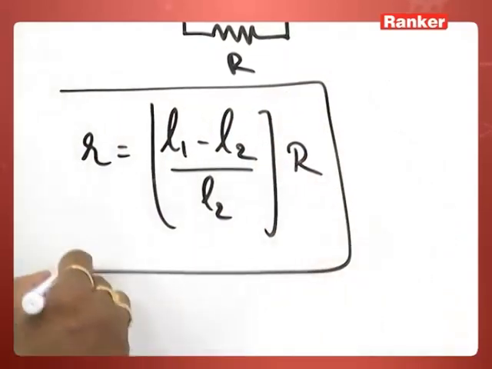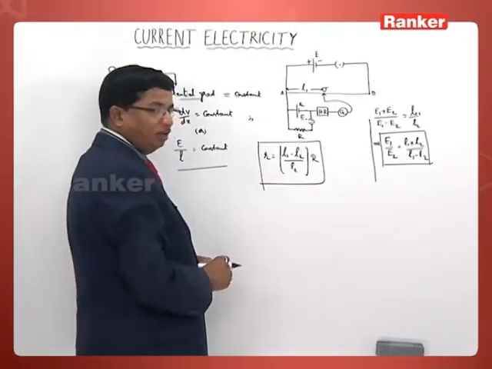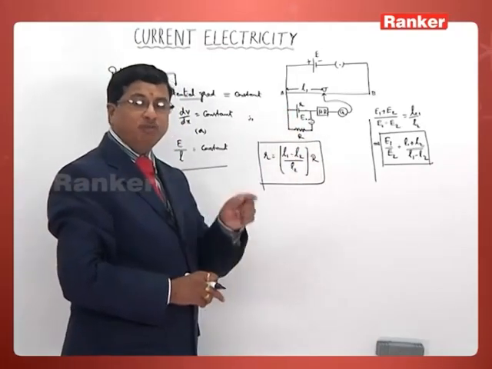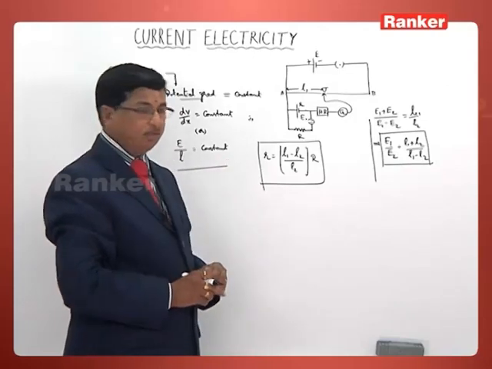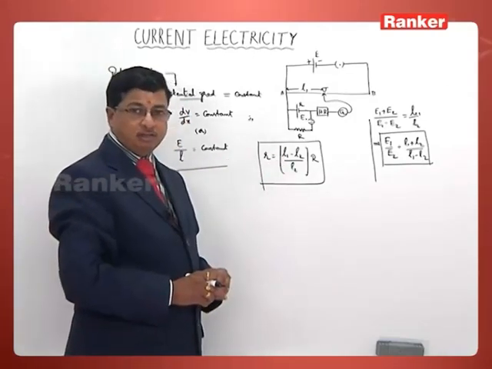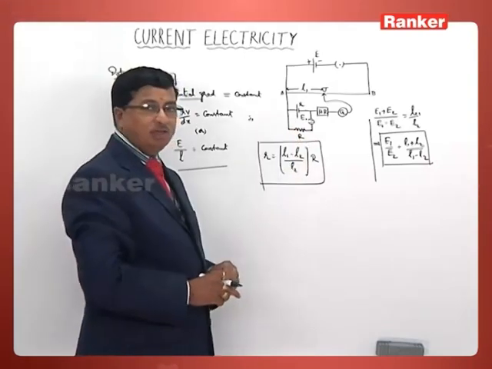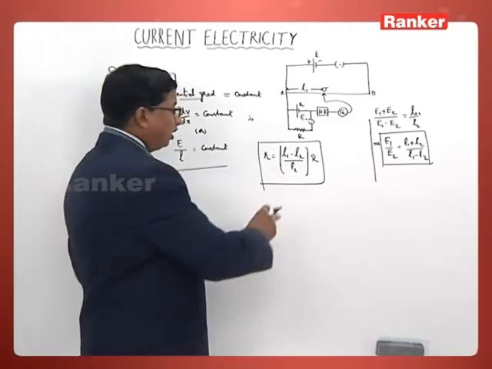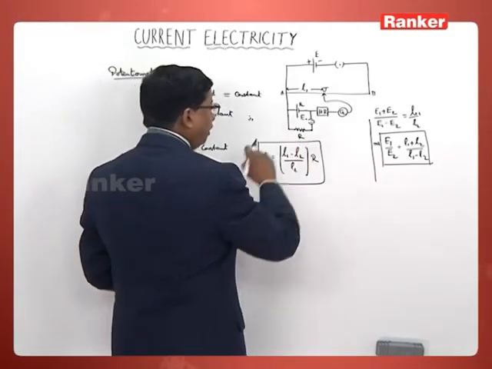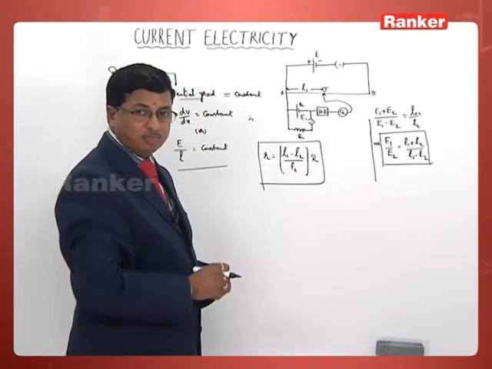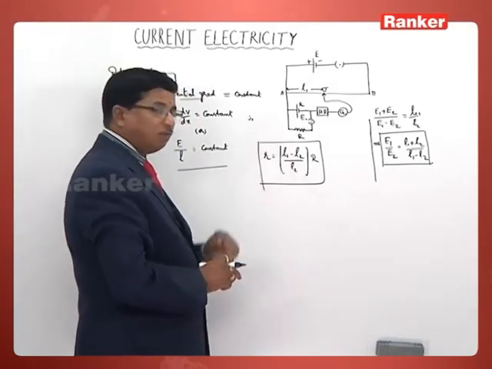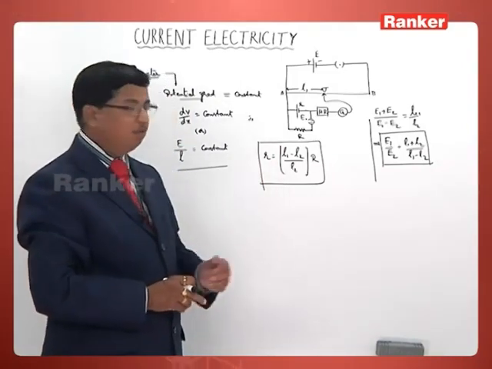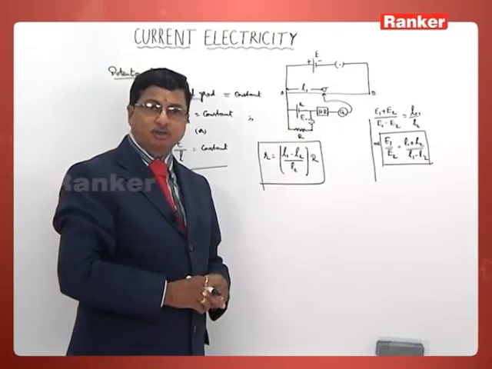What is this formula? You just check it. L1 is the balancing length when only the cell is connected in the secondary circuit without the external resistor. L2 is the balancing length when the resistance also takes part in the secondary circuit. And capital R stands for the external resistance connected over here. If you use this formula, you can directly get the internal resistance of the cell which is connected in the secondary circuit.